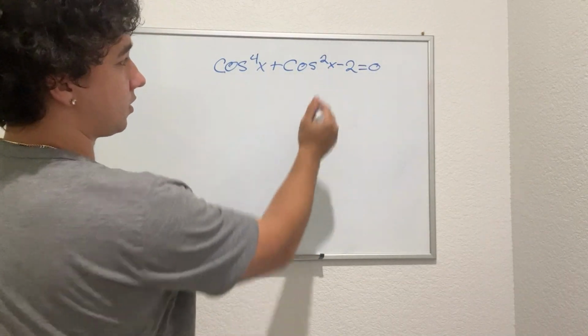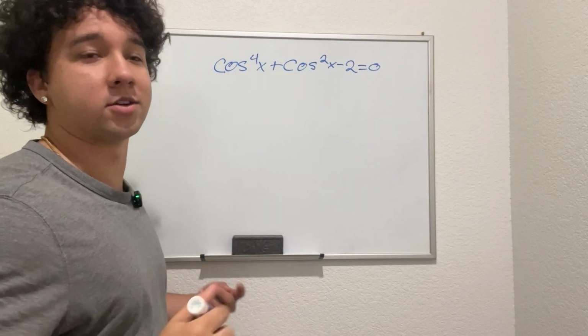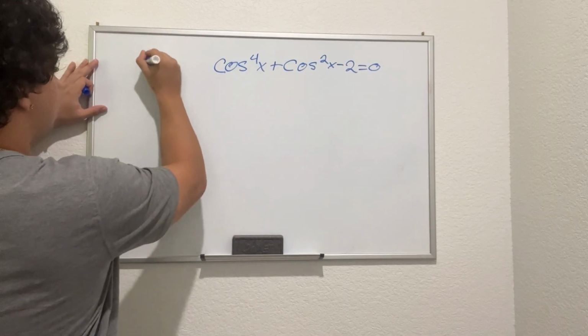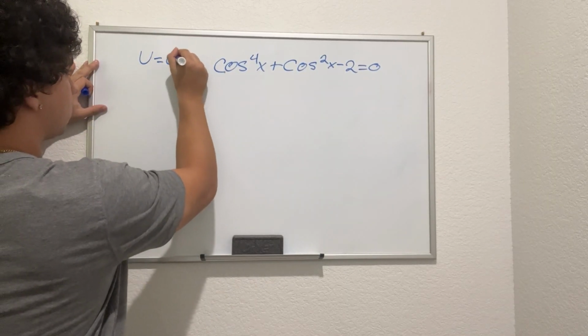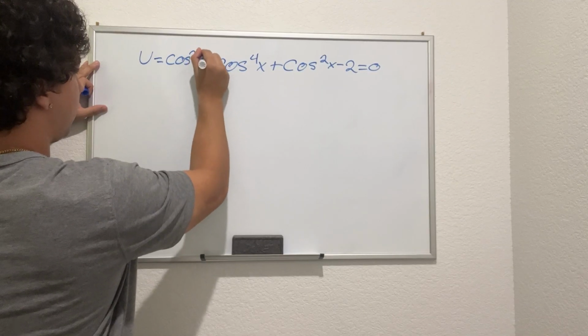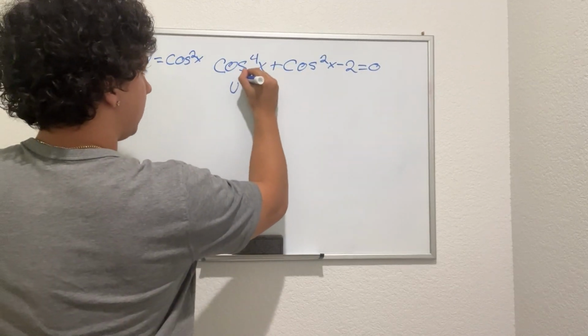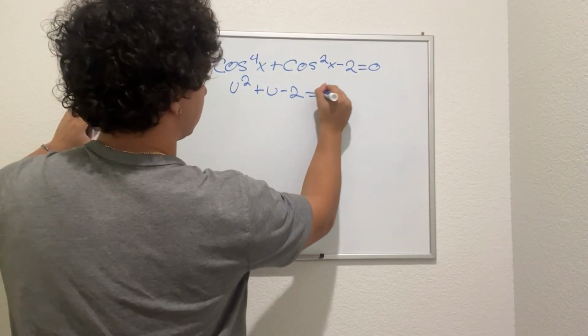Now notice this looks a lot like a trinomial, except the fact that it's to the 4th degree and also the fact that this is trig. So what I'm going to do is a u substitution. In other words, I'm going to replace cosine squared x with u. That allows me to rewrite this equation as u squared plus u minus 2 is equal to 0.